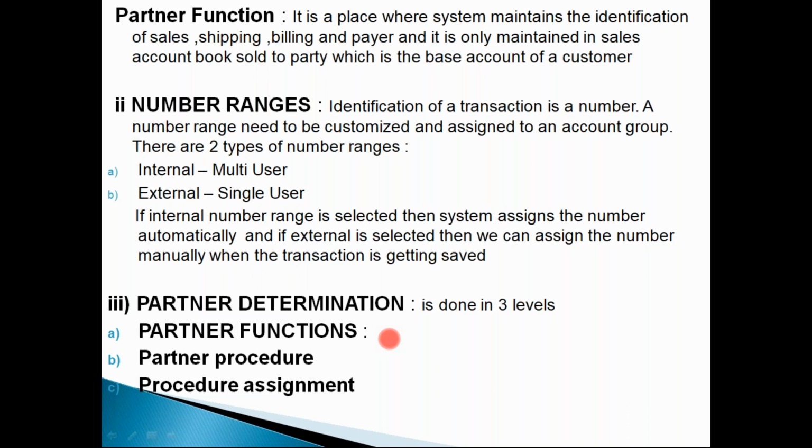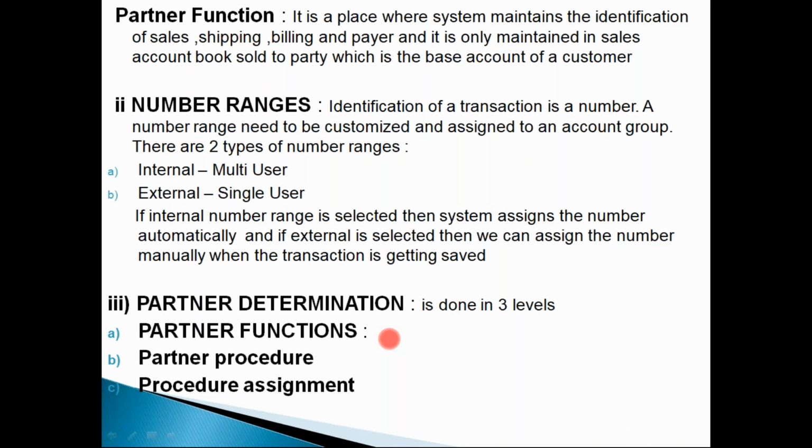So partner determination has 3 steps: partner function, partner procedure, and procedure assignment. In partner function, which account group is organized with what functions? Sold party has 4 functions. Shipped party has 3 functions. Bill party has 2 in the front end and 1 in the back end, I'll tell you what that is. Payer has 2 in the front end and 3 in the back end. So it should recognize all these things automatically.